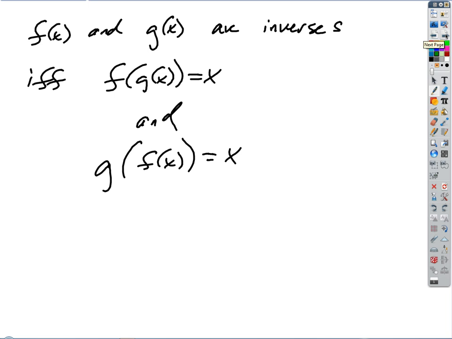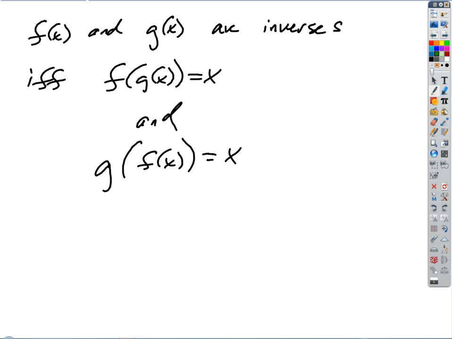We know we've got this test for functions. We know that if f of x and g of x are inverses, then both of these things have to be true. The composition f of g of x has to equal x. In other words, they have to undo each other in that direction. And g of f of x also has to equal x. So they must also undo each other, right?